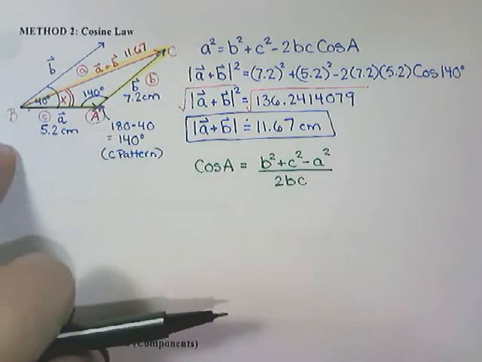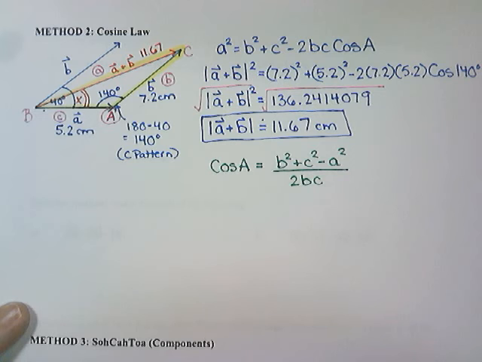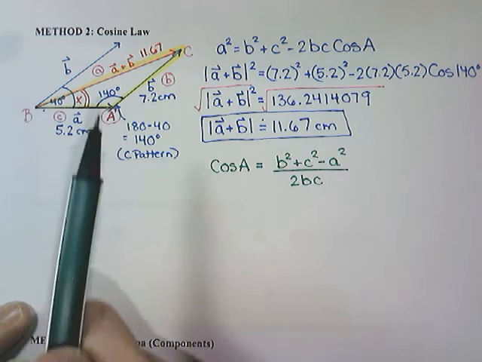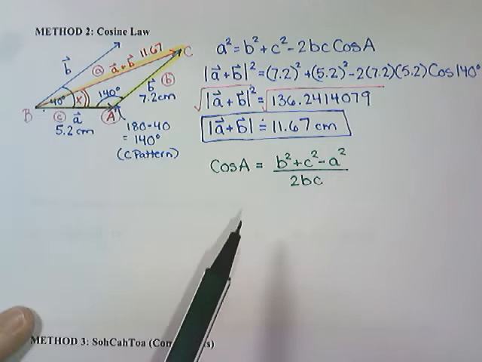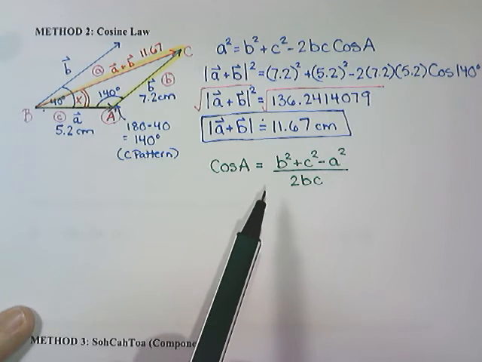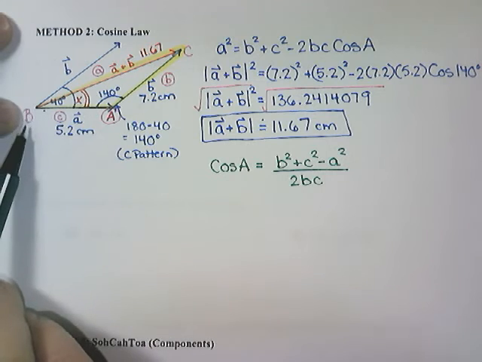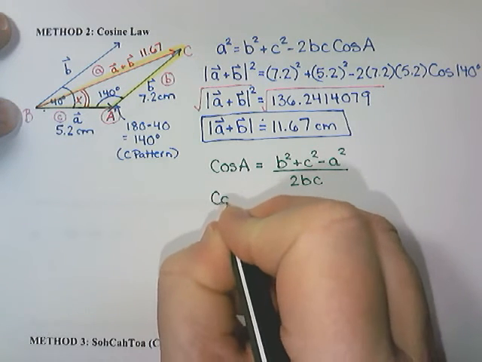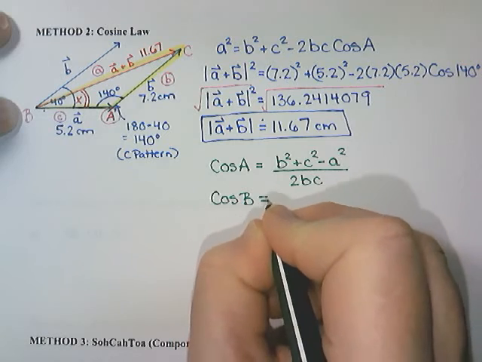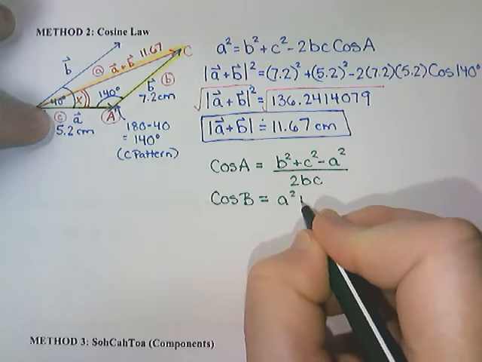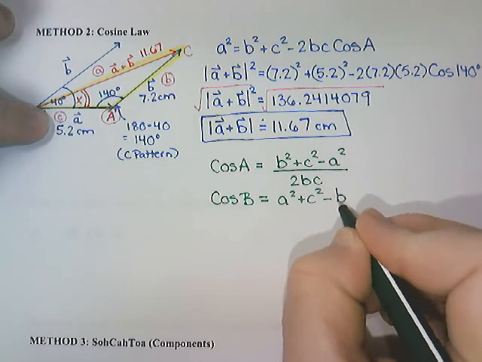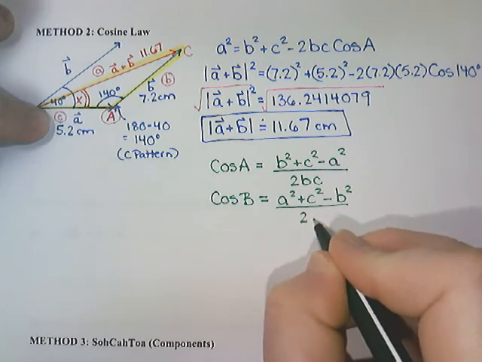So everything is already labeled for me, except it isn't really. The problem is that I'm not doing the same sides in the same places that I was last time. This time, we're not solving for A. I'm solving for B. So I don't really want to write my formula like this. Instead, I would like to start with B. And I would like to say that cosine of B equals, and then I do the other two sides. So a squared and c squared, and then minus b squared divided by 2ac.